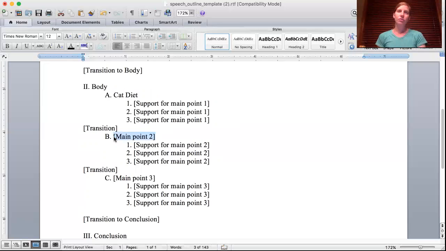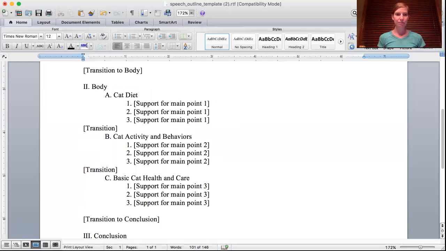We're thinking, probably they want to know about cat activity and behaviors. And main point three, we could talk about basic cat health and care. So that's where we would talk about maybe things like changing litter and cat health and stuff like that. So again, this is kind of basic, maybe for example purposes.